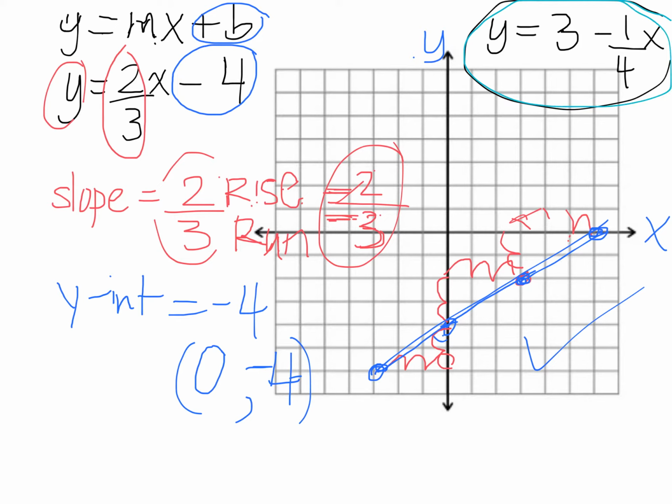So for the second line I gave you, where was your first starting point? Where was the first point you plotted? What's the coordinate of the first point you plotted? 0, 3, because, and I tried to trick you with this one, the y-intercept is 3. It's the number by itself.